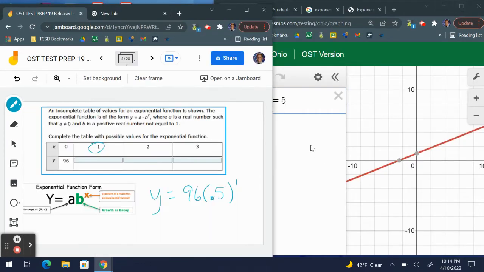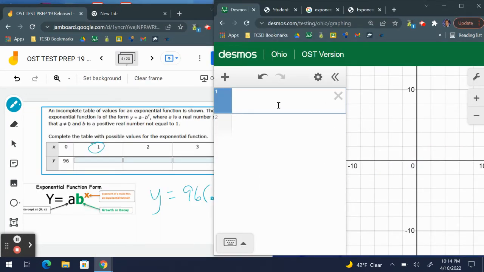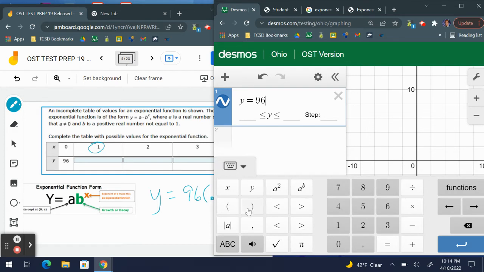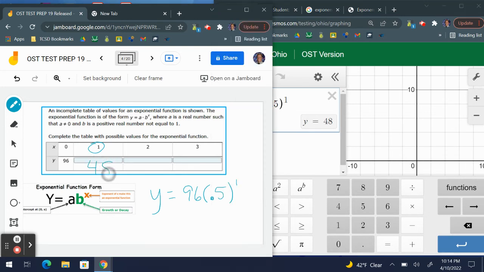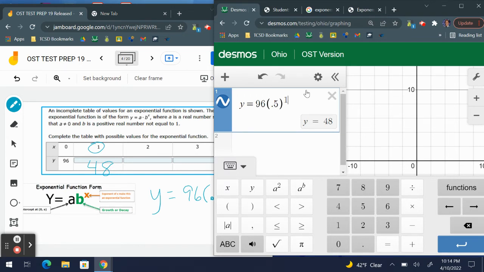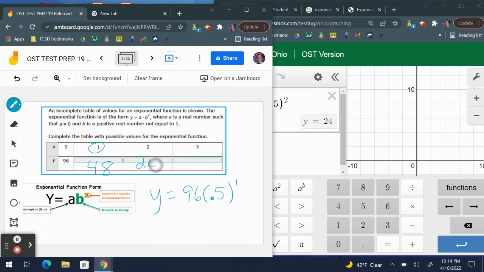So real quick, let's go to our old work there, and let's type in y equals 96 times parenthesis 0.5, which means we're going to cut it in half, and let's go to the first power. And we get 48. So underneath here, we're going to write our value of 48. And then all we're going to do for the next input is change this 1 to a 2. So we're going to do this twice now. And now that value is 24. So our output is 24.